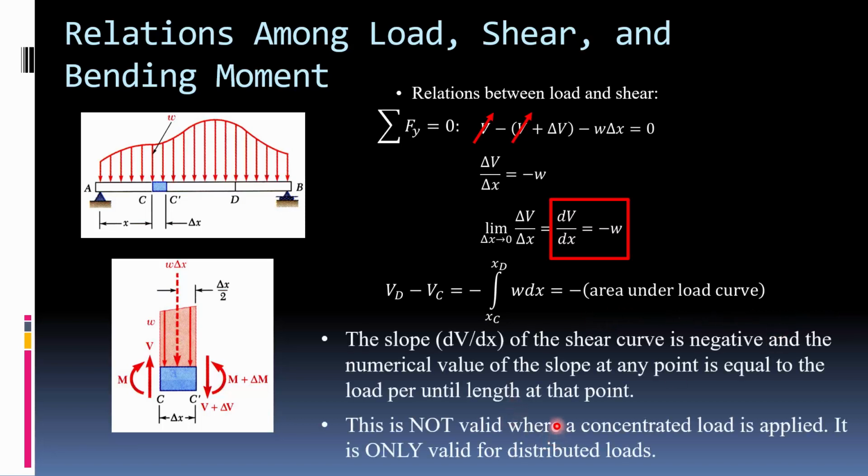So what does that tell us? It tells us that the slope of the shear is the negative of the load. We just said that. An important thing to notice is that this is not valid for a concentrated load, it's only valid for distributed loads. When you have a single point, this is a different animal. But this is the key here: the slope of the shear is the negative of the load at any point.